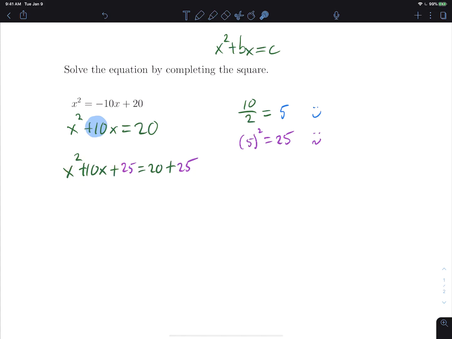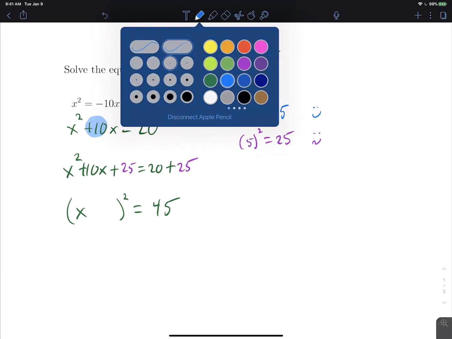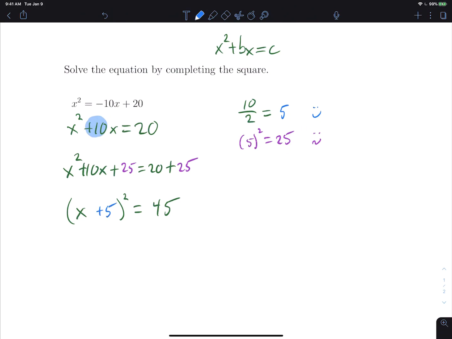Notice that the left-hand side will factor the exact same way every single time. x plus something, squared, equals, on the right-hand side, 20 plus 25, which is just 45. But this something is always what we got when we first divided by 2, and in this case that means the positive 5 there. So x plus 5 all squared equals 45. And at this point we just solve this using the square root property, which means we take x plus 5 is equal to plus or minus the square root of the right-hand side, 45. And then you just simplify.